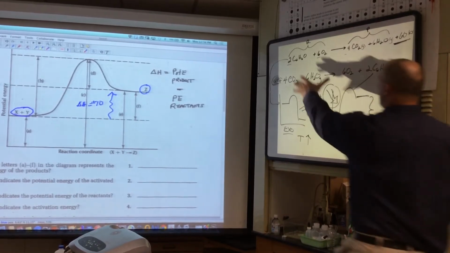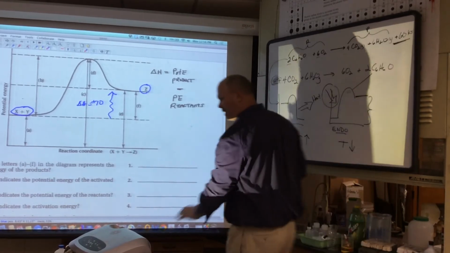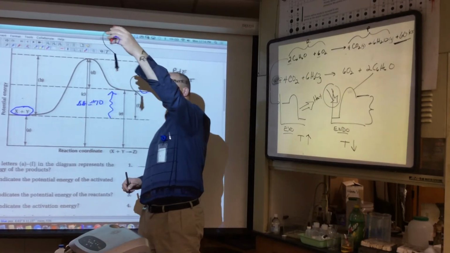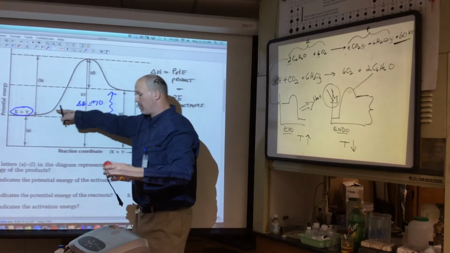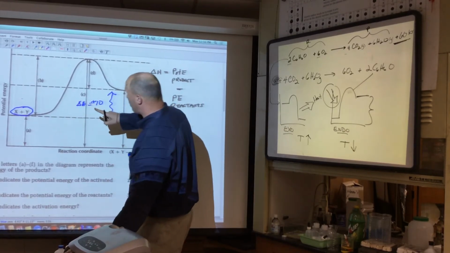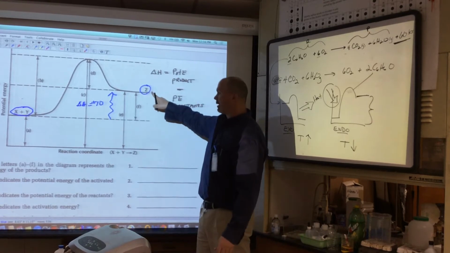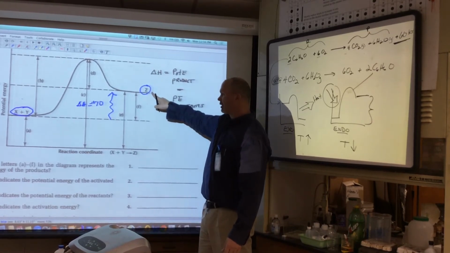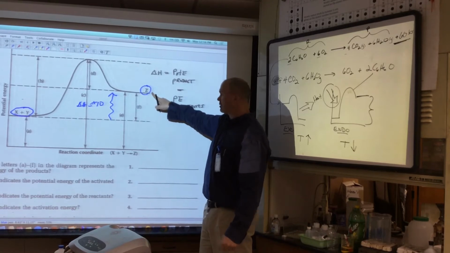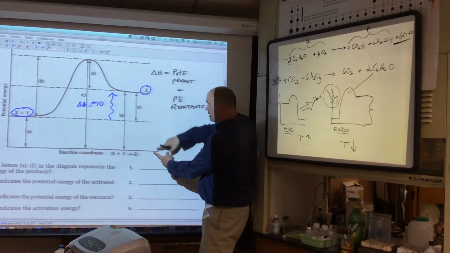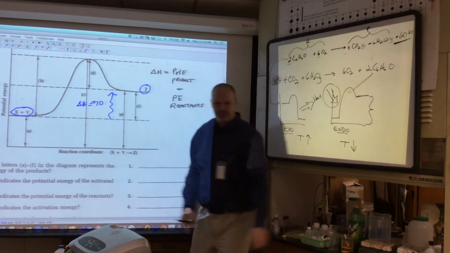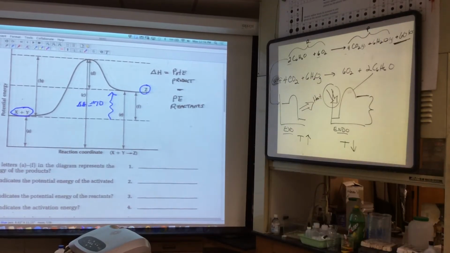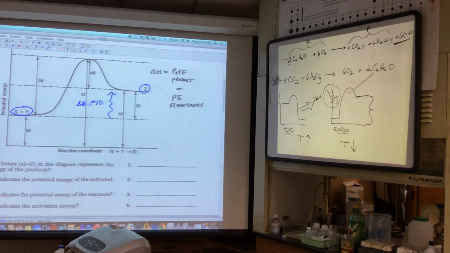We always start with our reactants, right? What did I put in my vessel? I put in alcohol, and oxygen was already in there. It's what I start with. We always read left to right unless told otherwise. So this is my products. So what's the energy of the products? How much energy do the products have? It's 20, but it's letter E.